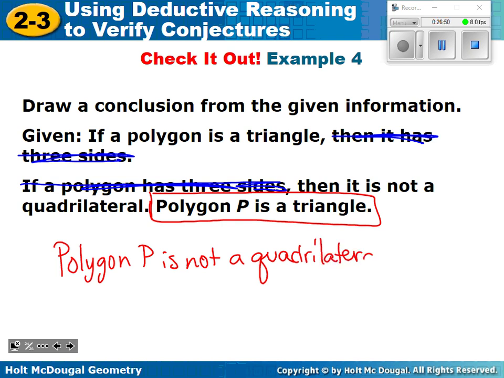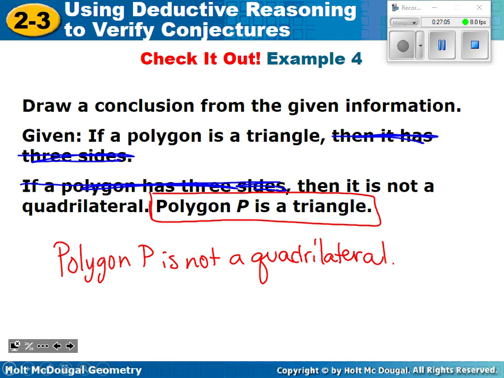And again, if you said it is not a quadrilateral, go back and identify your subject, polygon P, okay? So try not to start it with it, they, them. Any questions about 2.3? Is it starting to make sense, law of detachment, law of syllogism?